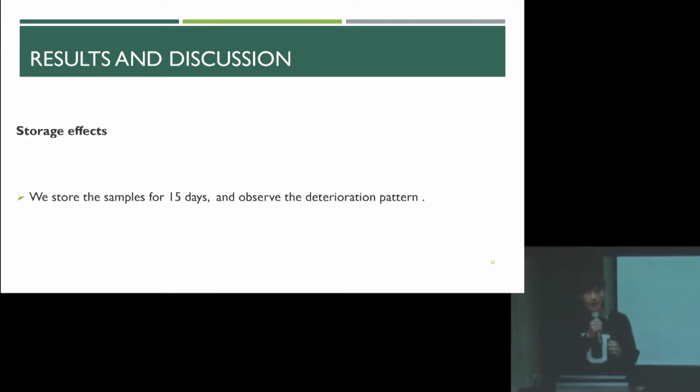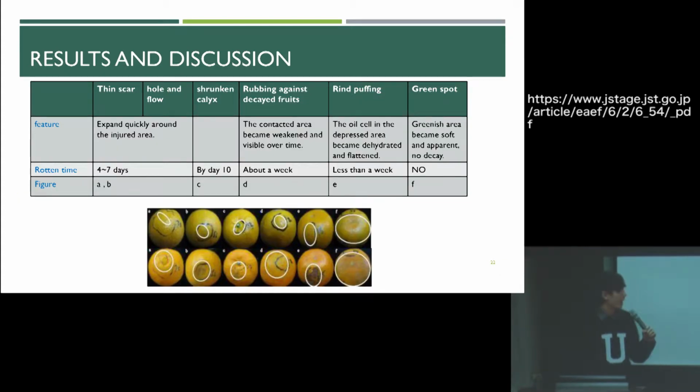So after identifying the physical reasons of the fluorescence, we want to see how this defective fruit will develop as time goes by. So we stored the samples for 15 days, and we observed the deterioration patterns. And this is the result of the storage effect. As you can see, the thin scar, hole and flow will deteriorate quickly, and it will be rotten in about 4 to 7 days. And the shrunken calyx will take a bit more time, by day 10.